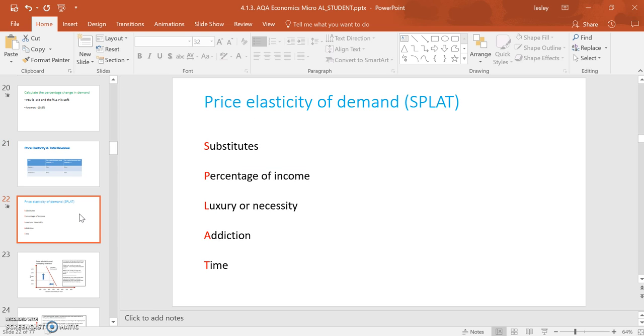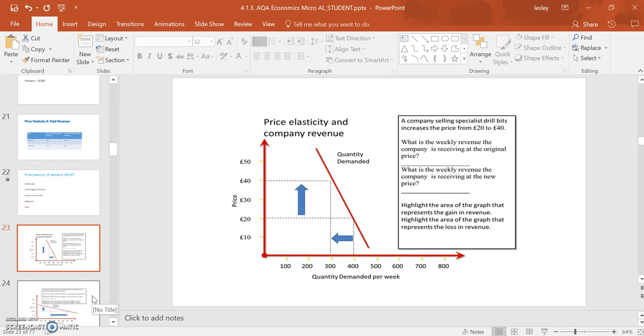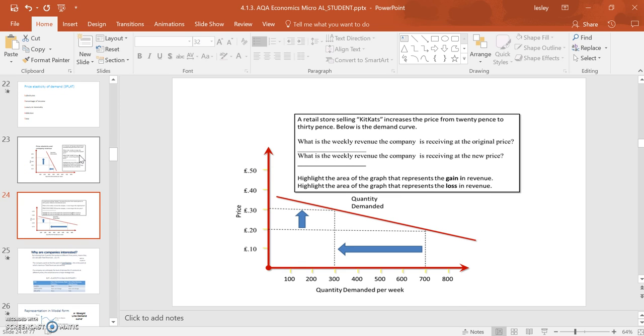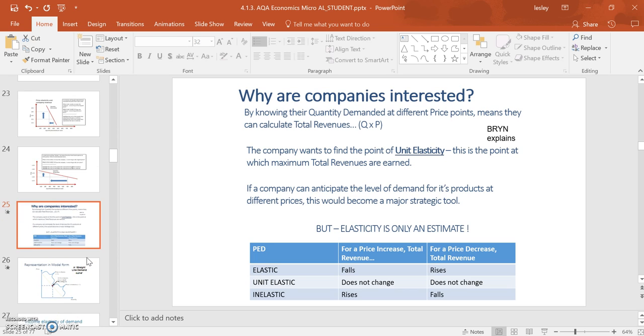I kept this slide in because you may have been taught about SPLAT. SPLAT used to be, and is still very relevant, but again another nice acronym, essentially informing you about the things that determine the price elasticity of demand. We've got a new one which I'll introduce later on, which is more in line with the new AQA spec. And there's a little bit of diagrammatic explanation there as well, for elastic and inelastic values. And we can go on to about the company effect there. The bottom line with PED is it's all about revenue.